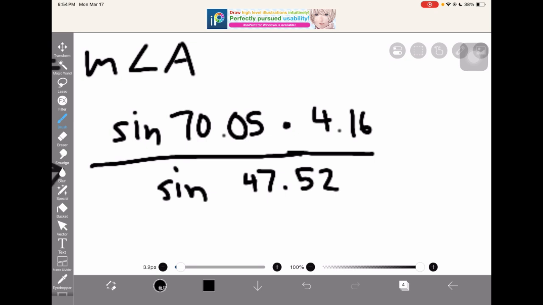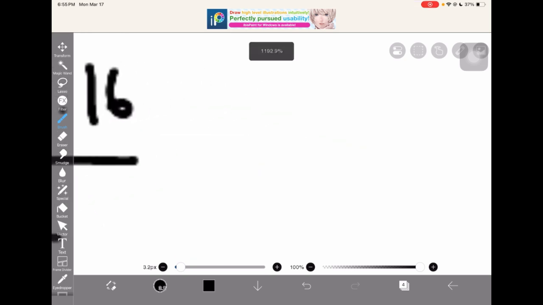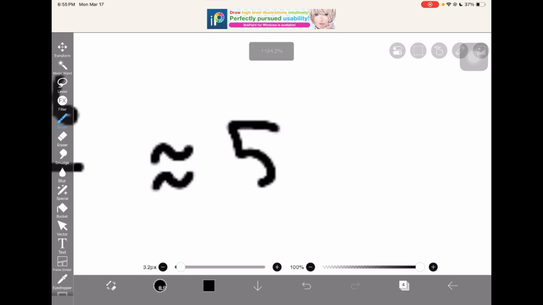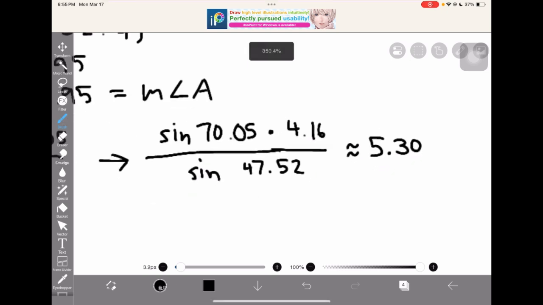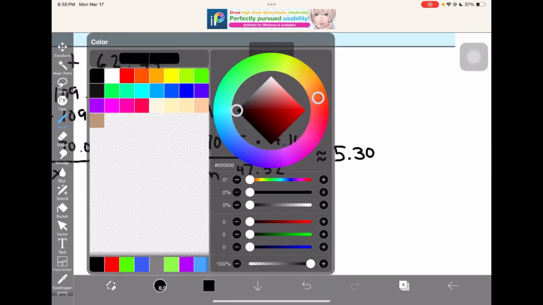So let's type that in our calculators. Sine of 70.05 times 4.16 all over sine of 47.52 is equal to about 5.30. So that's our side A.